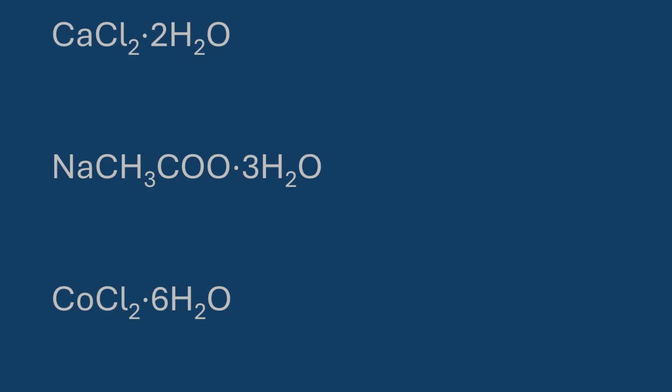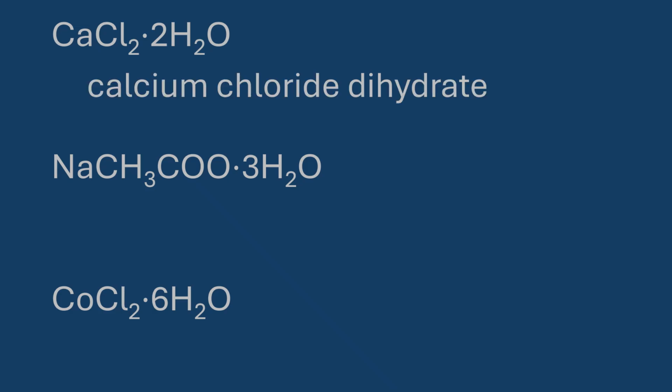Now let's get to it. We have the calcium cation and the chloride anion for our first one. So salt is calcium chloride. For every one formula unit of calcium chloride, there are two water molecules that are trapped in the crystal structure along with them. The prefix for 2 is di, so our third word is dihydrate. Altogether, this becomes calcium chloride dihydrate.